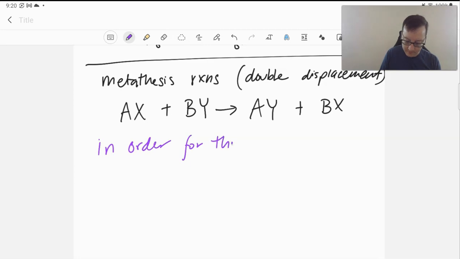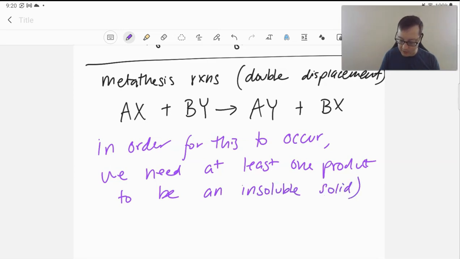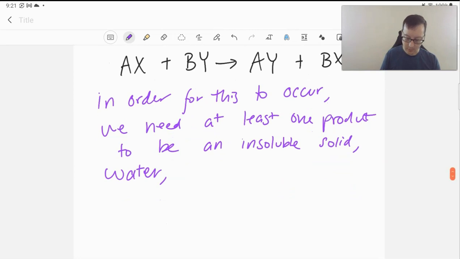for this to occur, we have to have something happening in the products. We need at least one product to be an insoluble solid, which is called a precipitation reaction. That's one. Water, that can be another product, which is a liquid, or a gas. And that's called a gas evolution reaction.